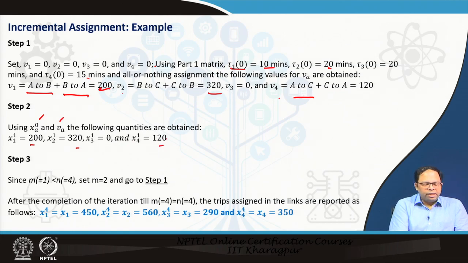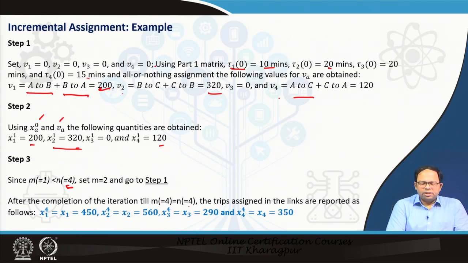And because we have not reached the last part, since we have 4 divisions, we divided the matrix into 4 parts. So n is equal to 4, m now is 1. So we have to continue this step, and for that we update the travel time values based on these particular volumes, and then again we will repeat the steps.